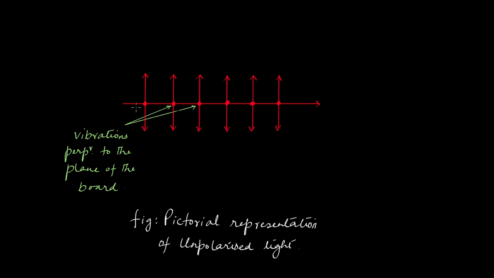So here you have the light ray going in that direction. And then you have these arrows. These arrows are the electric field vectors which are vibrating on the plane of the board. The dots out here, can you see the dots? The dots out here represent the electric field vectors vibrating perpendicular to the plane of the board. So how many planes of vibrations are there here? There are two planes of vibrations.